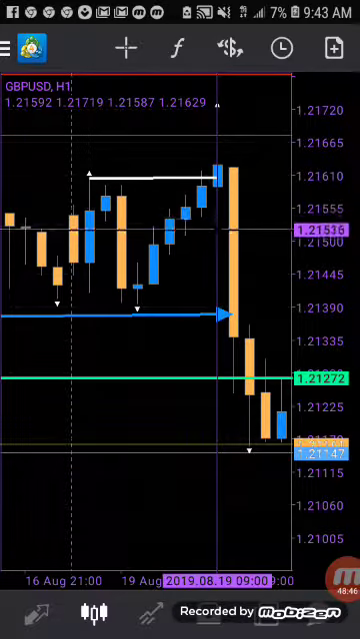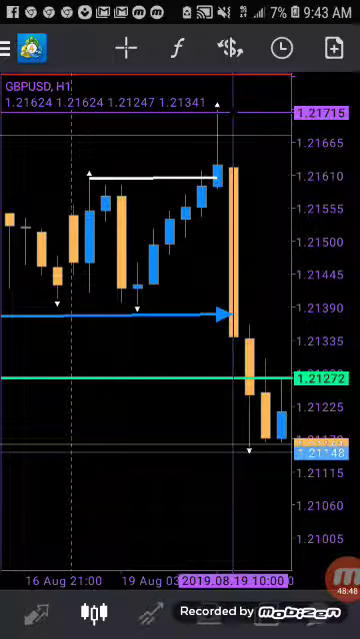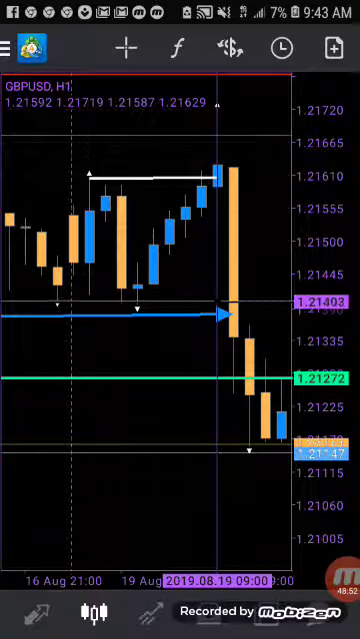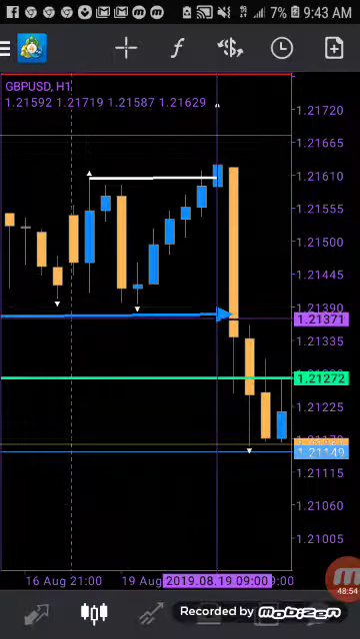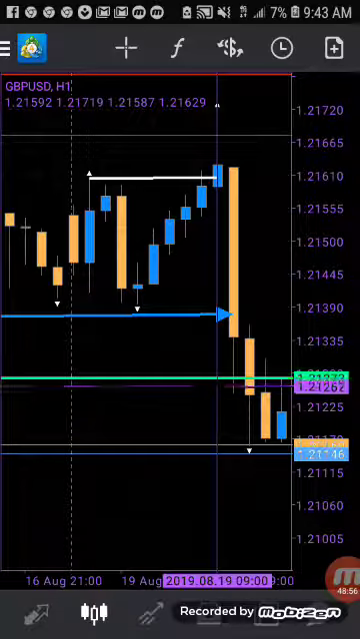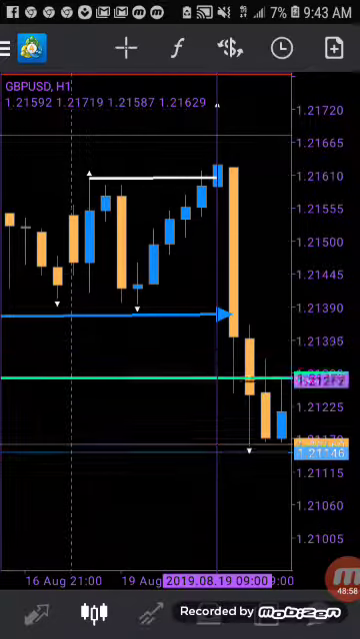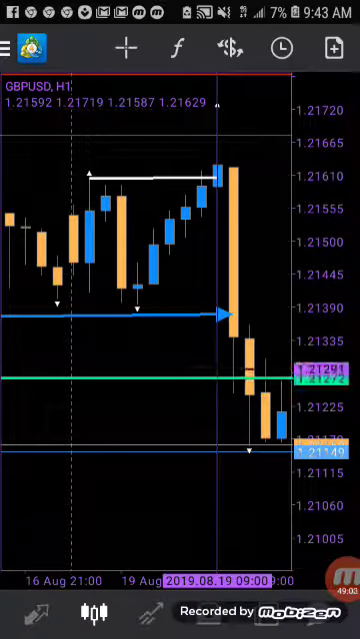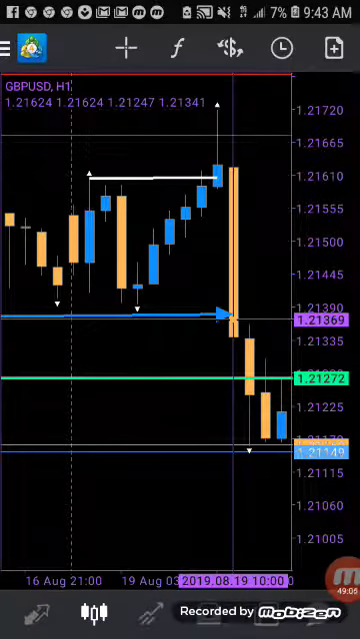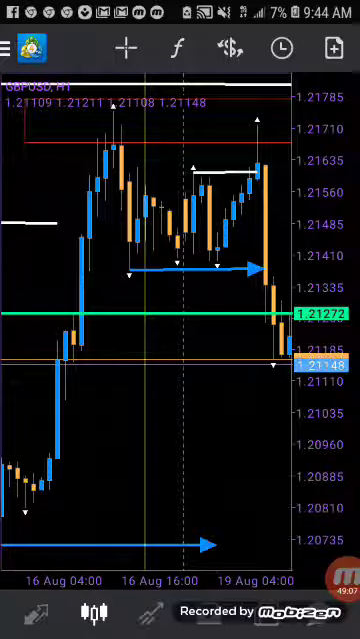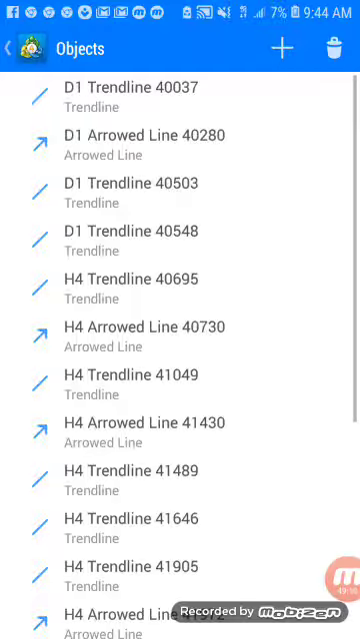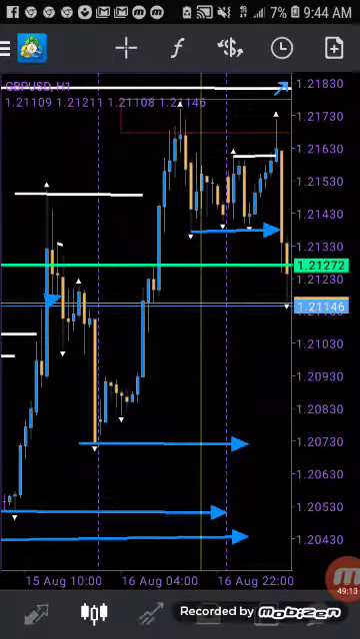Where's my floor at? So you sold up here at 171. First hour, boom, broke the floor, came back up. First hour, 171 to 124. You already got 50 points the first hour. Where's my next floor at? It's down here, on the hour time frame.